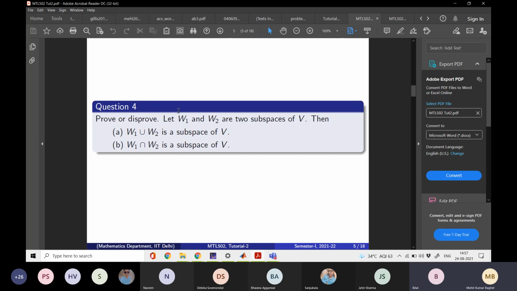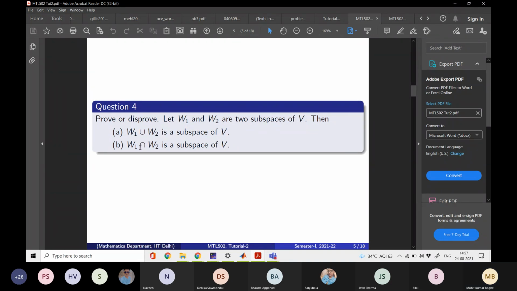After taking the union, the closure property fails, because elements of both types, (a, b), are needed together. So see, this forms an example: (1, 1) does not belong to either set. You can construct other examples also. That is one example that is correct. In general, this W1 union W2 is not a subspace of V.